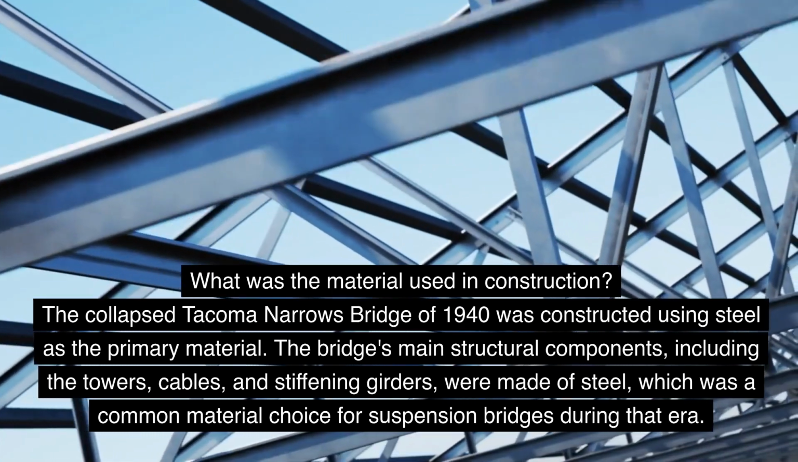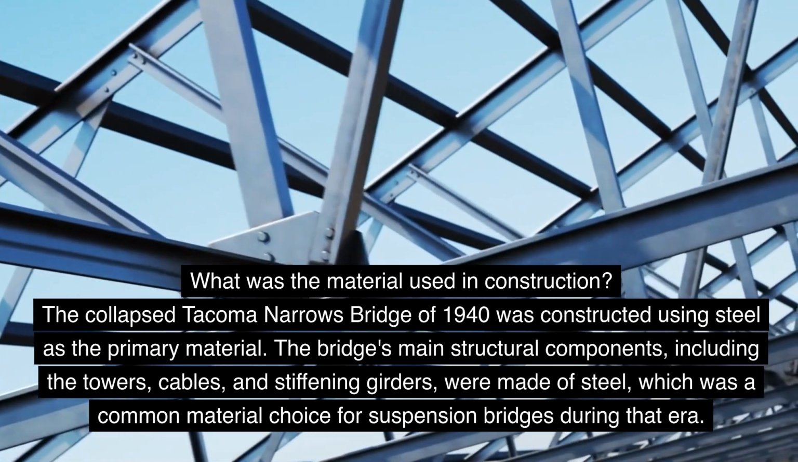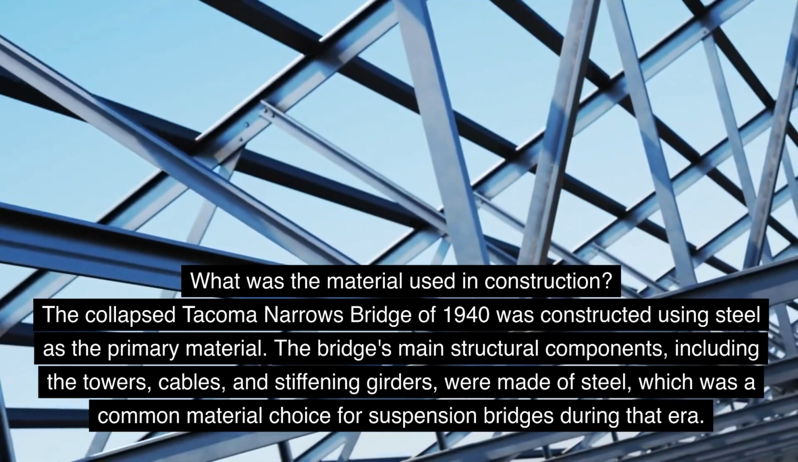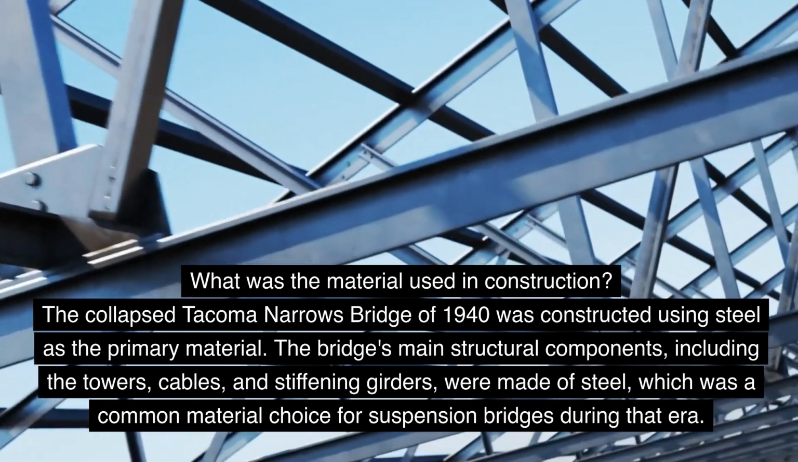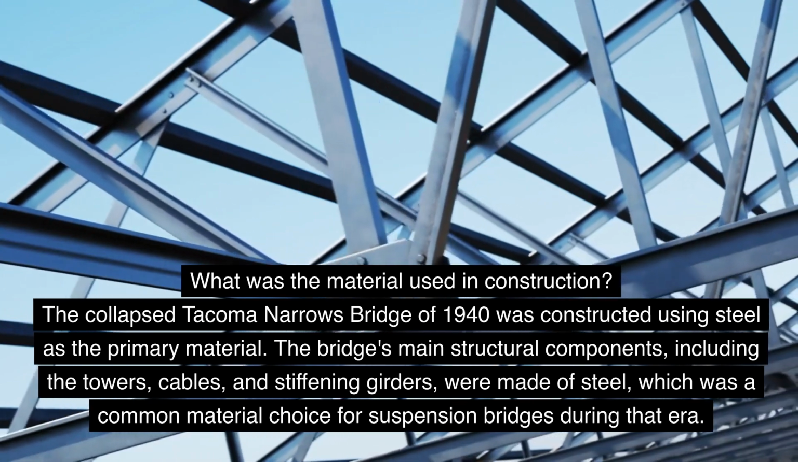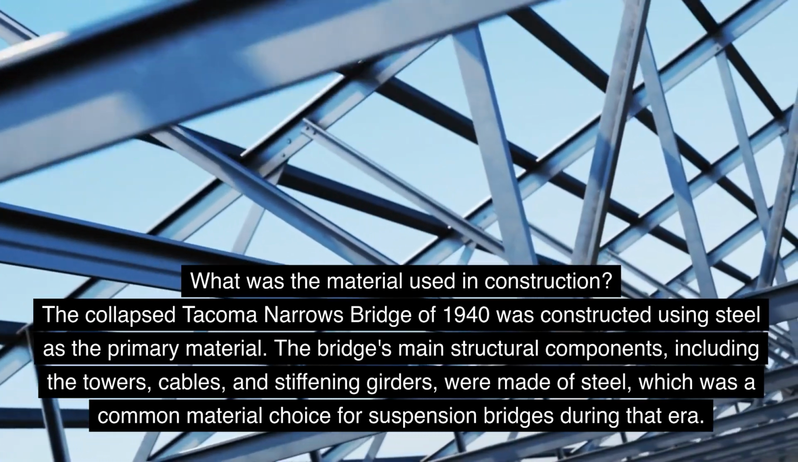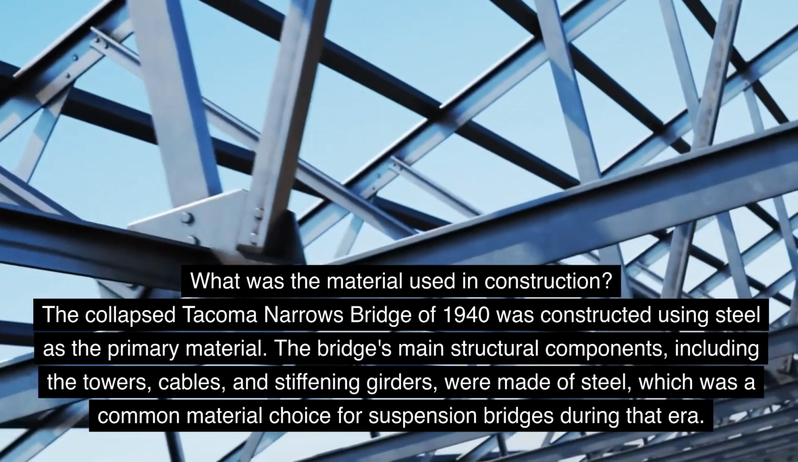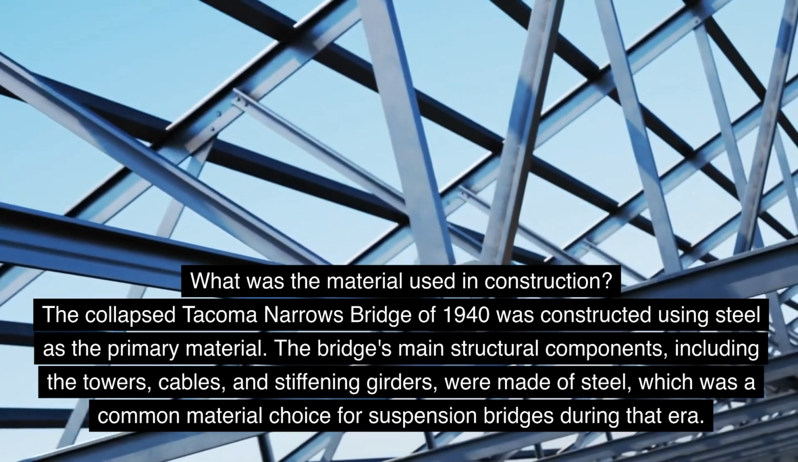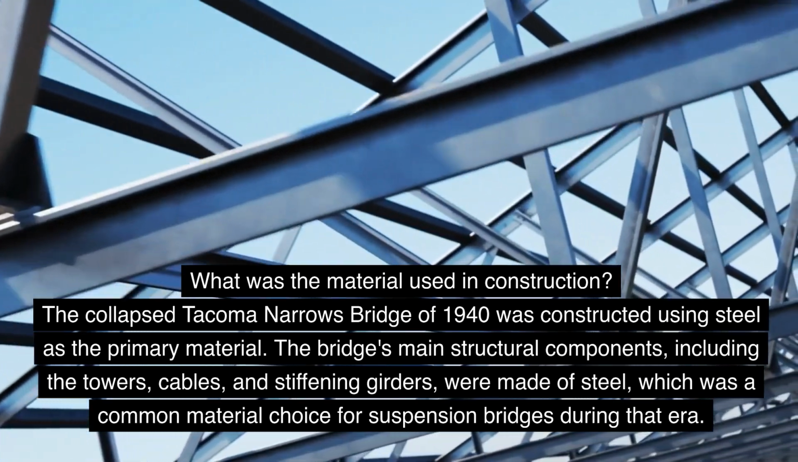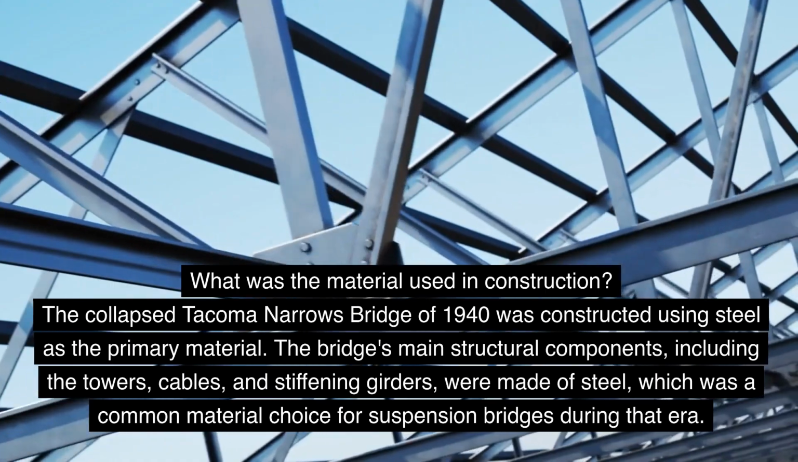What was the material used in construction? The collapsed Tacoma Narrows Bridge of 1940 was constructed using steel as the primary material. The bridge's main structural components, including the towers, cables, and stiffening girders, were made of steel, which was a common material choice for suspension bridges during that era.